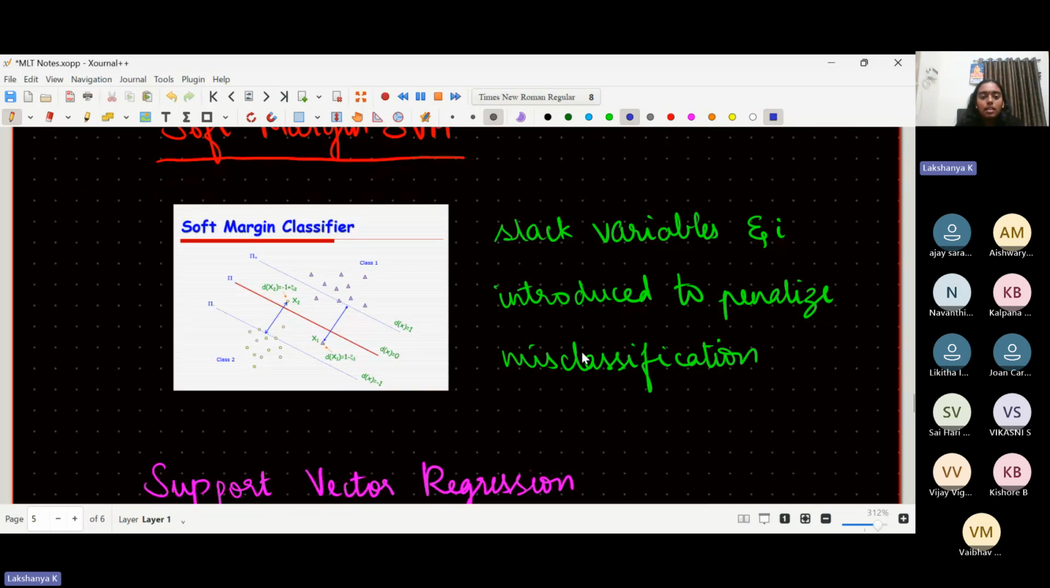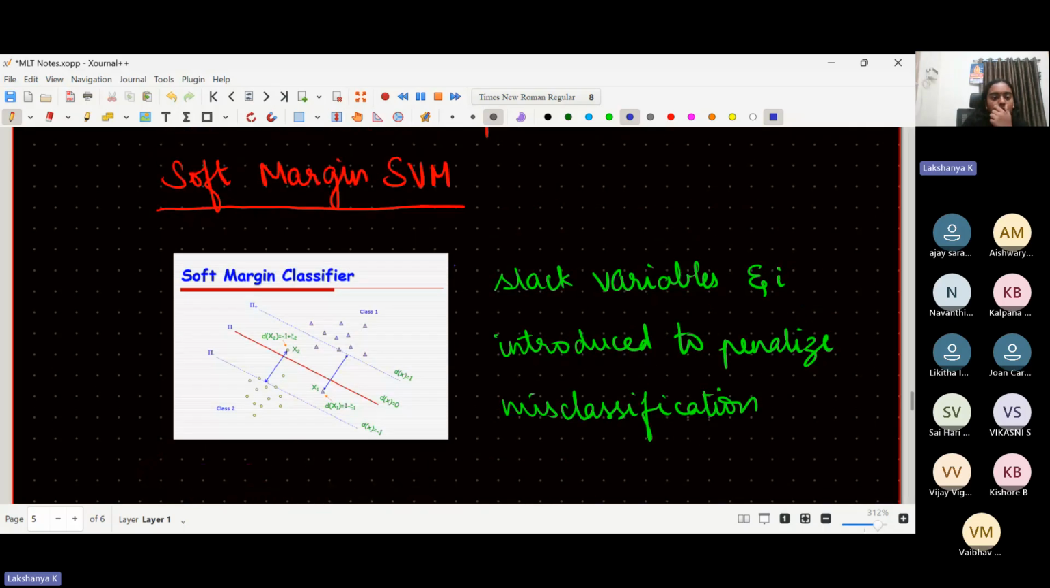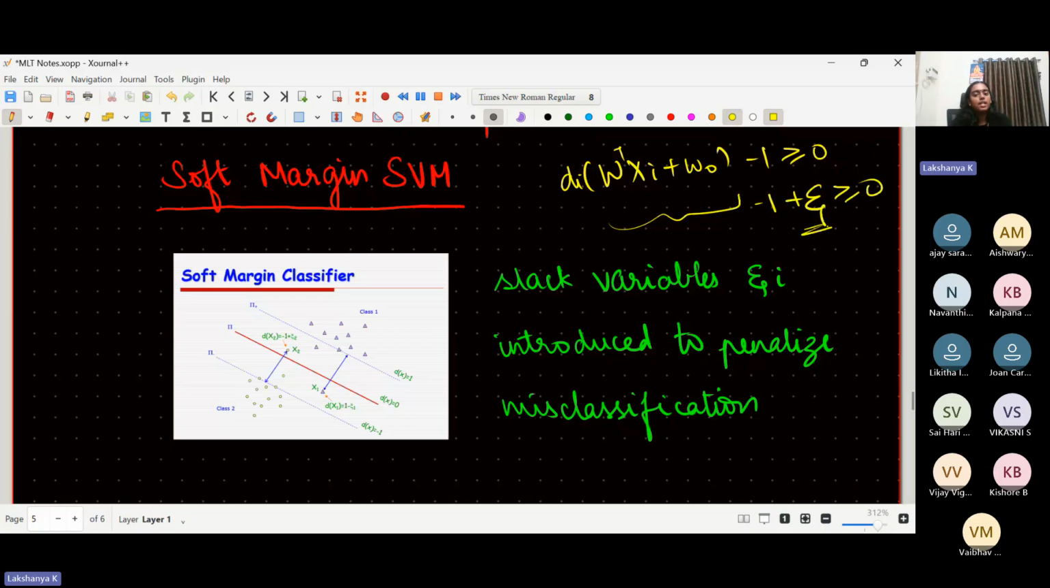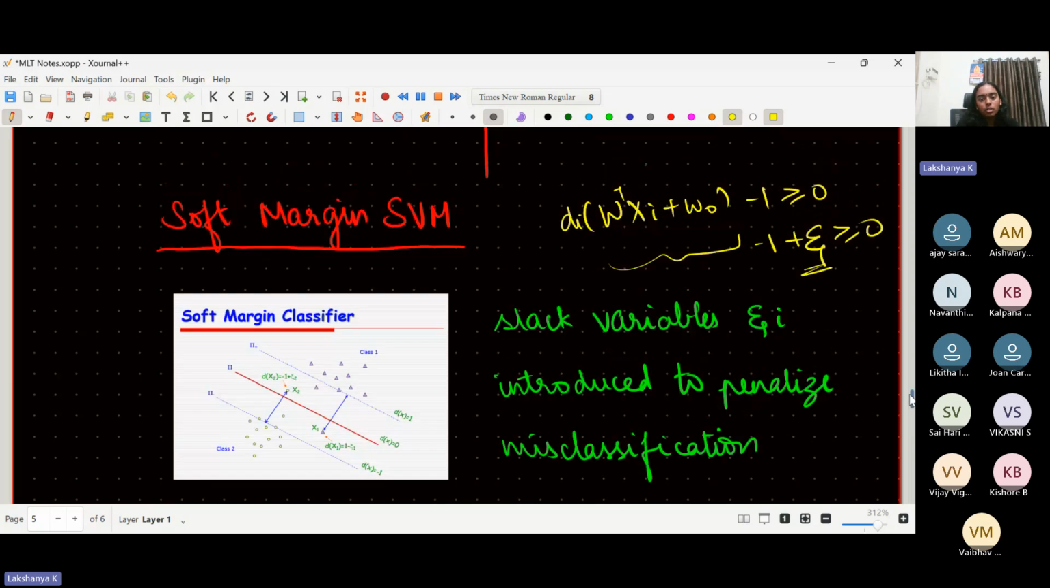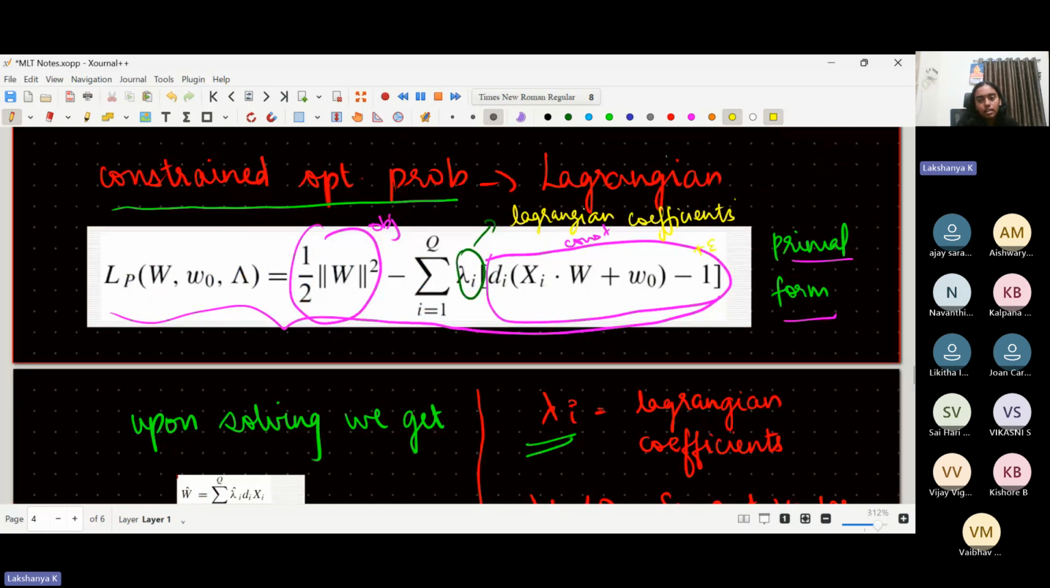So there is not much of a change here. The only thing is in your constraint: last time we had yi into W transpose xi plus W naught minus 1 greater than or equal to 0. This was your constraint. Here it will be the whole thing minus 1 plus eta greater than or equal to 0. This extra slack variable will be added. So in your Lagrangian primal form also, at this point you will get a plus eta over here.